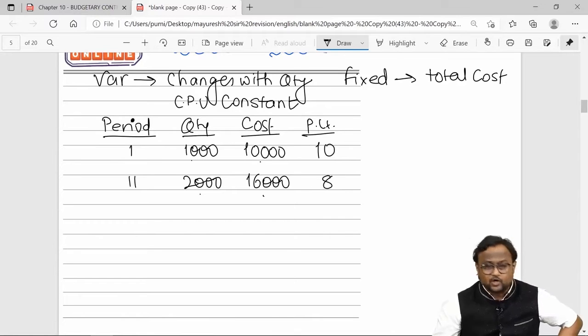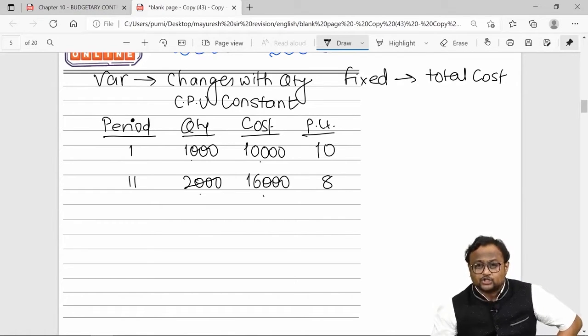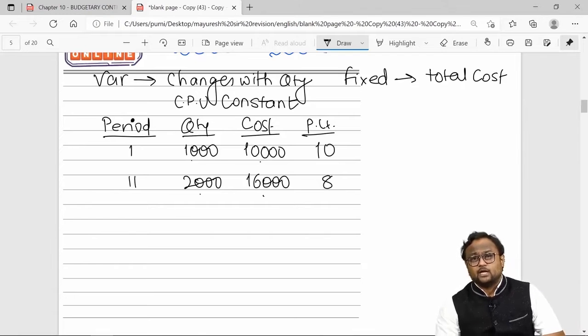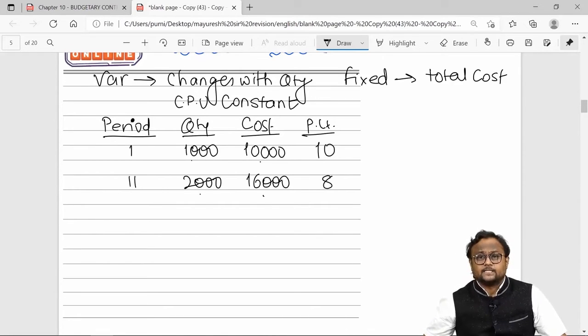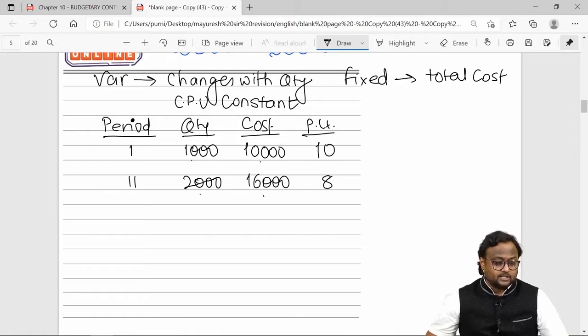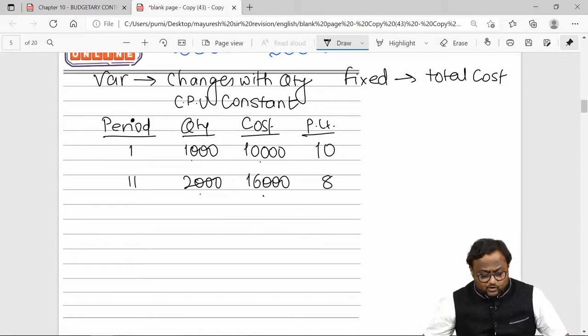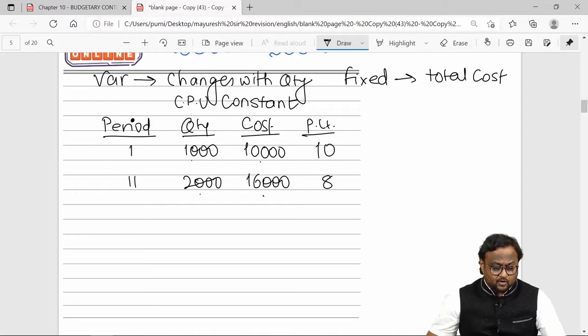Since per unit is not constant, it cannot be considered as a variable cost. And since total is not constant, it cannot be considered as a fixed cost. Then what kind of a cost is that? It is semi-variable cost.